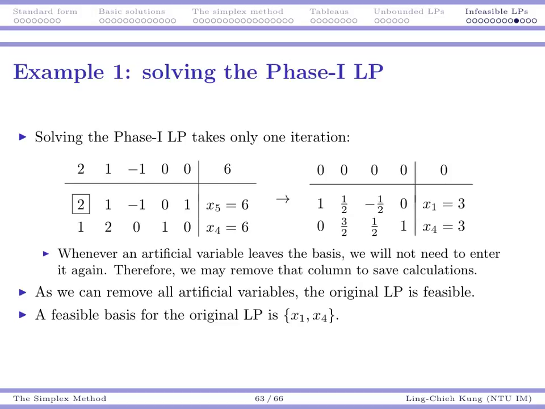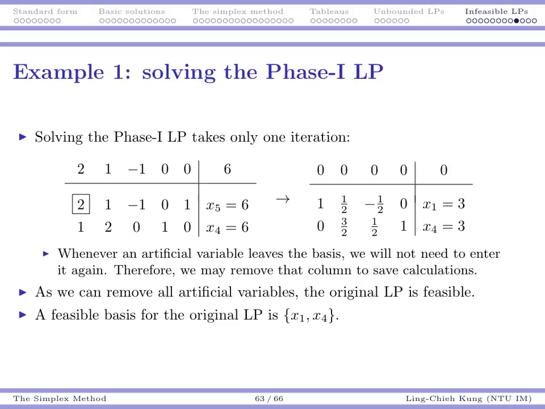And here immediately we know we're done. When x5 leaves the basis, x5 will become 0. And here x5 is our only artificial variable. So that means we will have a feasible solution for the original problem. After we complete this iteration, we know x5 will never be used anymore. Whenever an artificial variable leaves the basis, there is really no reason to enter it again. So we can actually remove the column to save some calculations. Not really important, but you can do that.